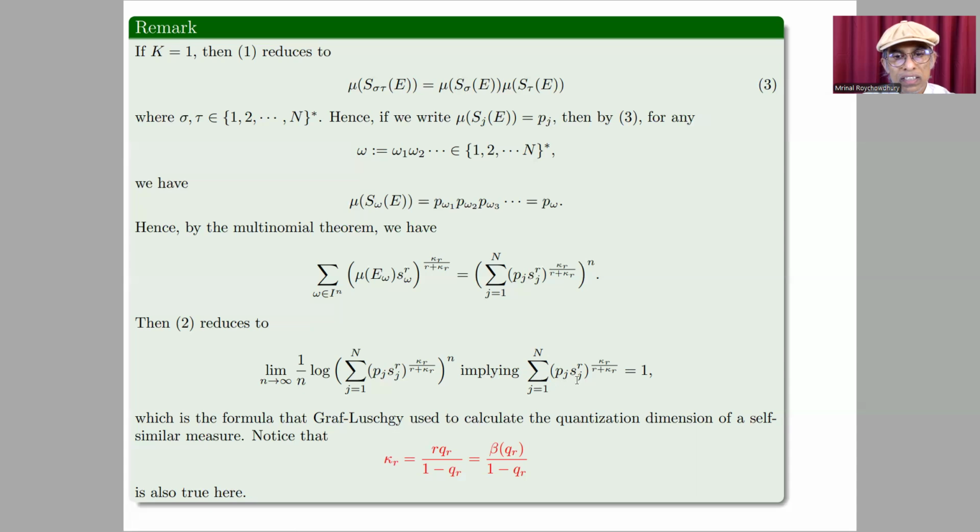So now take out the log. This is equal to 1, which is the formula that Graf-Luschgy used to calculate the quantization dimension of a self-similar measure. Notice that kappa equal to r k_1 minus q_r beta(k_1 minus q_r) is also true here.